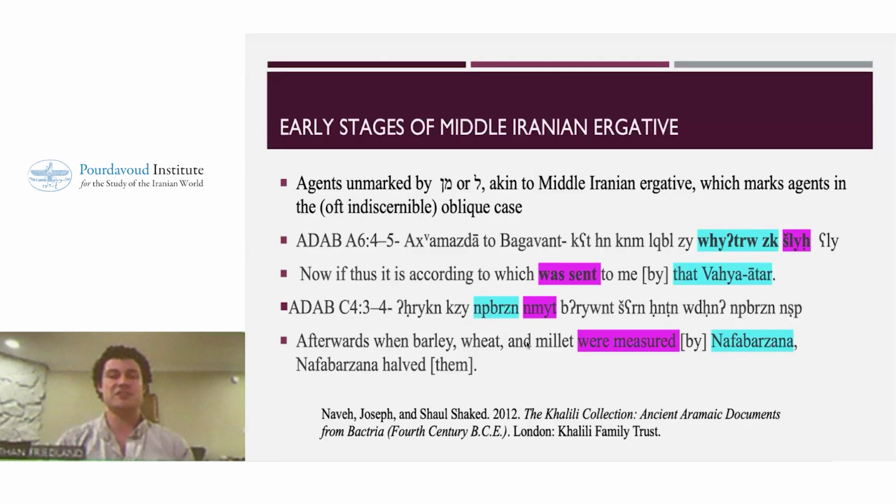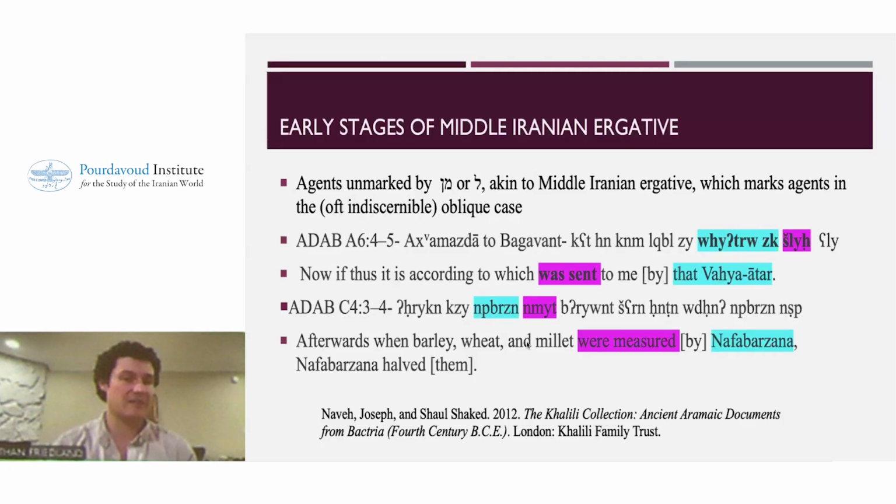Rather, it marks the agent in the oblique cases, but the oblique is often indistinguishable from the rectus in the singular. The Middle Iranian ergative, to clear up some of these confusions, usually raises the agent to the beginning of the clause, as we've seen in the following examples.